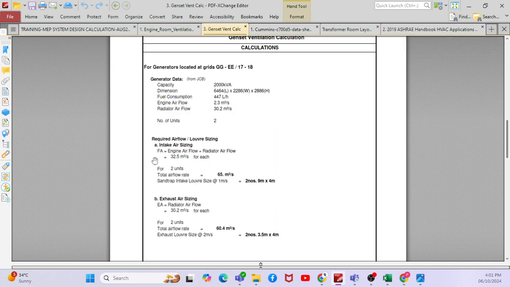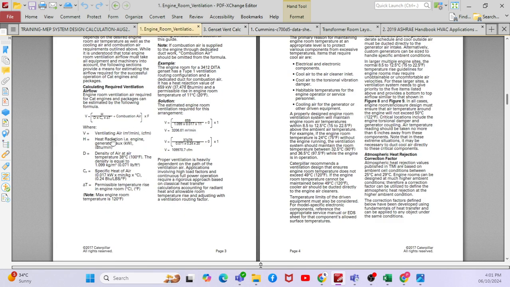So that is the way you have to calculate your ventilation requirement. V is nothing but ventilating air, H is nothing but heat radiation from the generator, D is nothing but density of the air, Cp is nothing but specific heat, and delta T is nothing but the permissible temperature rise in the engine room, right? You can see that the maximum engine room temperature is 120 degrees Fahrenheit. This depends upon the normal standard. But as per the ASHRAE guideline, you can say design ambient plus 6 degrees Celsius, or maximum it can go 7 degrees. Based on that only you will calculate.